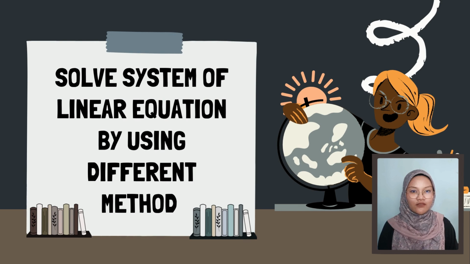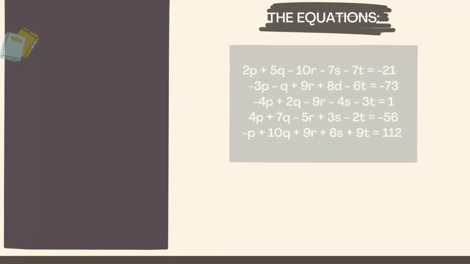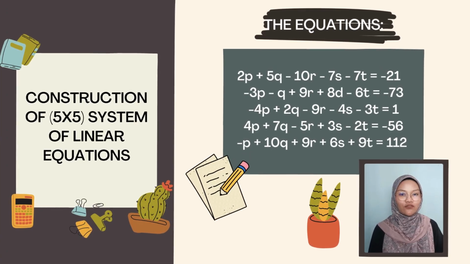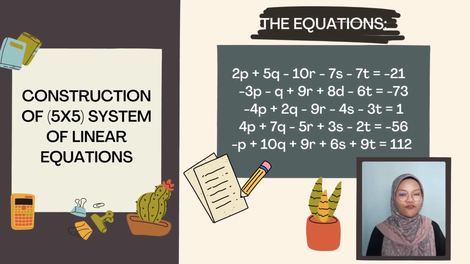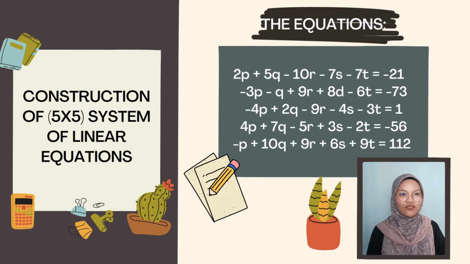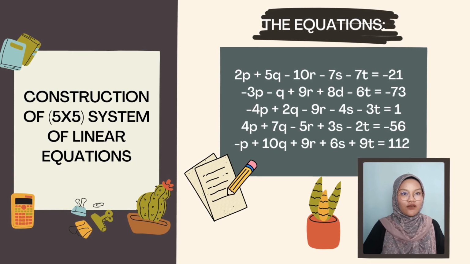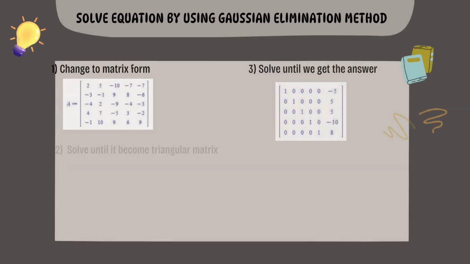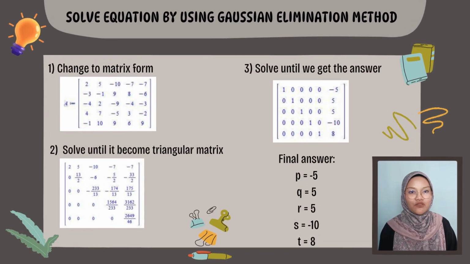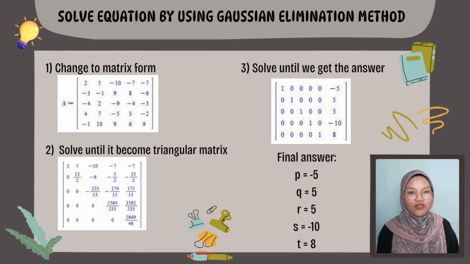First, solve a system of linear equations by using different methods. Our task is to construct a 5x5 matrix system of linear equations. So, this is our equation. First, solve the equation by using the Gaussian elimination method.